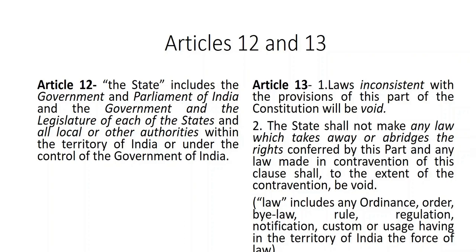And the second part of the 13th article says that the state shall not make any law which takes away or abridges the rights conferred by this part, and any law made in contravention of this clause shall, to the extent of the contravention, be void. It means कि state, यहाँ पे state legislature हो गया, state parliament हो गया, कि वो कोई भी ऐसा law नहीं बनाएगी जिससे fundamental rights are taken away या abridge हो जाते हैं लोगों के, and if any such law is made which is in contravention to this clause, that will be considered null and void.